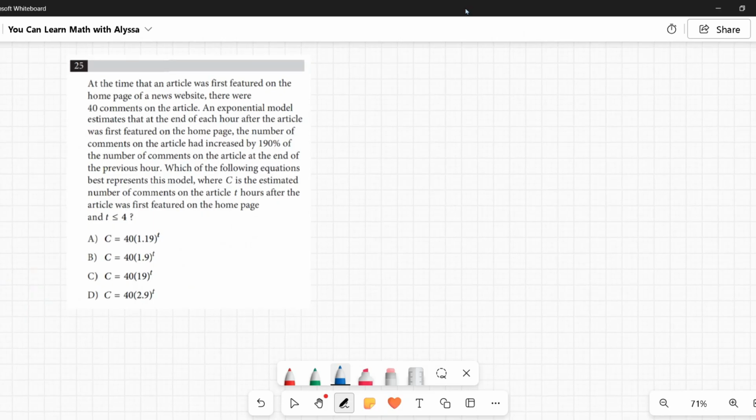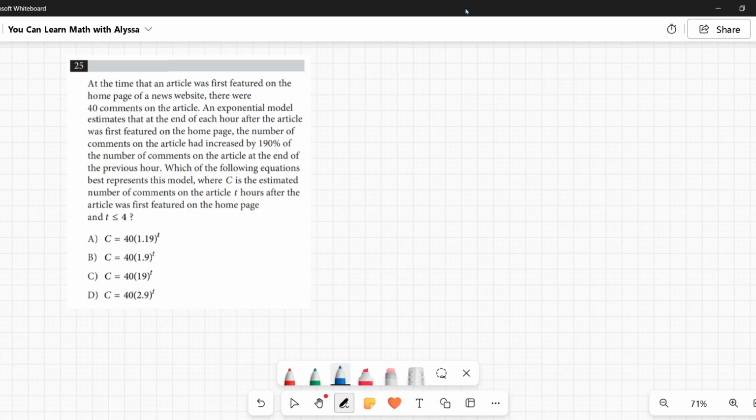Number 25. At the time that an article was first featured on the home page of a news website, there were 40 comments on the article. An exponential model estimates that at the end of each hour after the article was first featured on the home page, the number of comments on the article had increased by 190% of the number of comments on the article at the end of the previous hour. Which of the following equations best represents this model, where C is the estimated number of comments on the article T hours after the article was first featured on the home page, and T is less than or equal to 4?